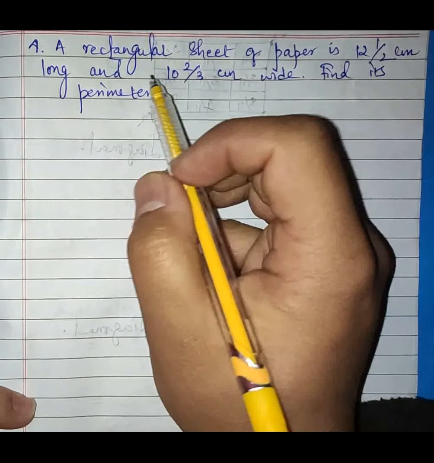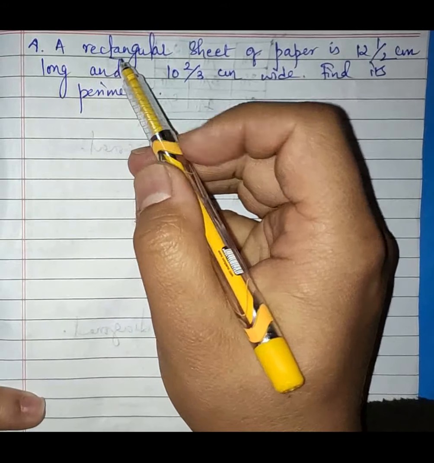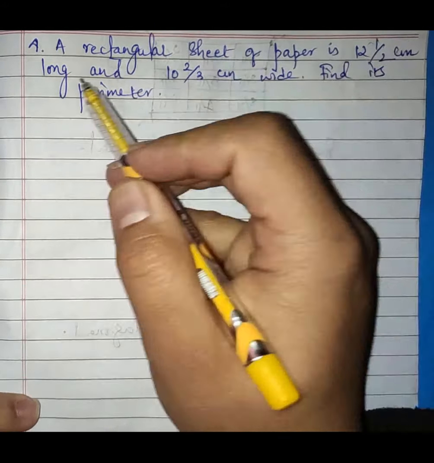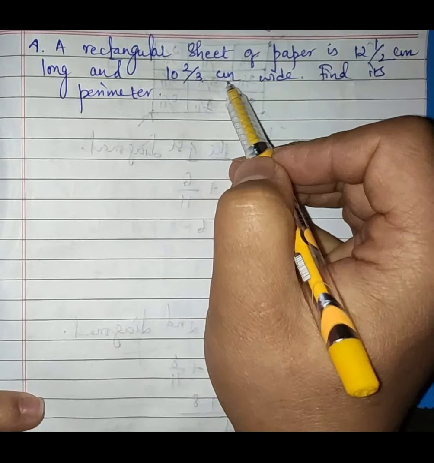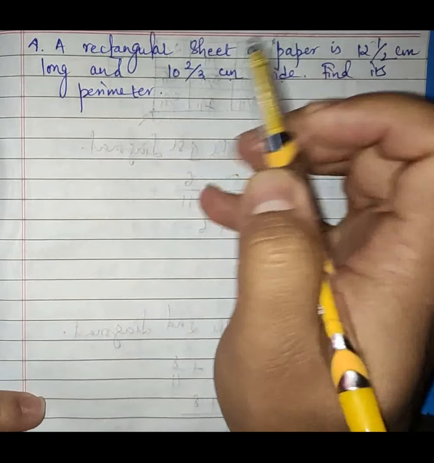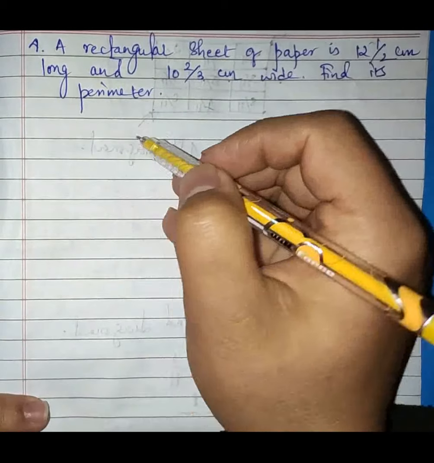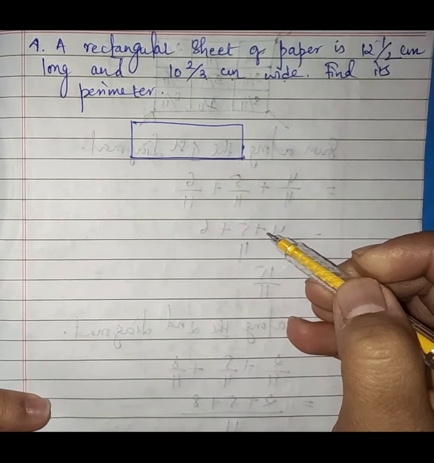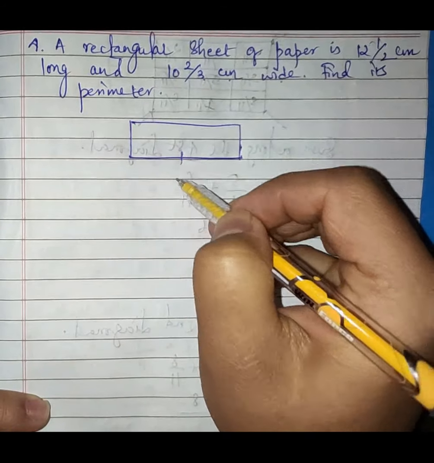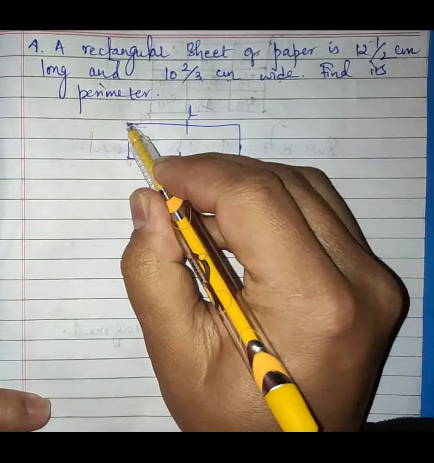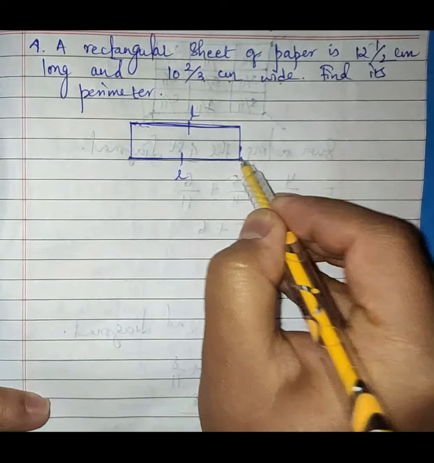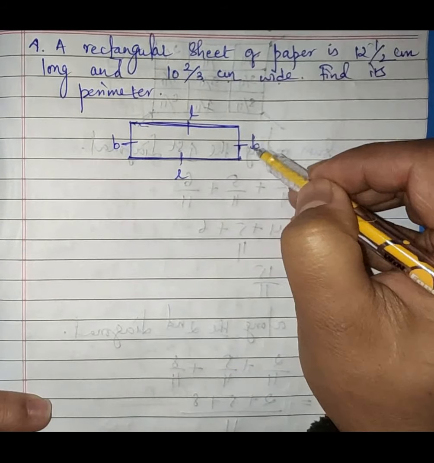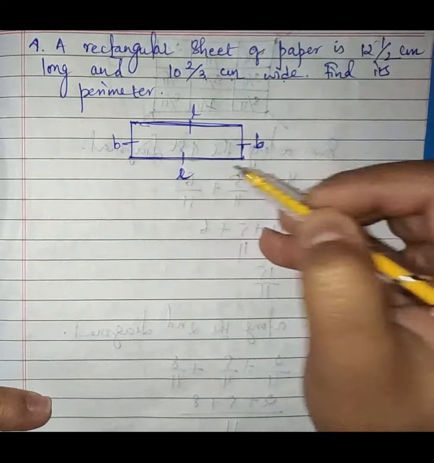So our next question is question number 4 from exercise 2.1. A rectangular sheet of paper is 12 whole 1 by 2 centimeter long and 10 whole 2 by 3 centimeter wide. So you have to find its perimeter. From the lower classes, you know that the shape of the rectangle is like this, in which you will have length, isn't it? This side is the length, the longest side, and the smallest side is known as the breadth. I'm denoting length here as L and breadth as B.